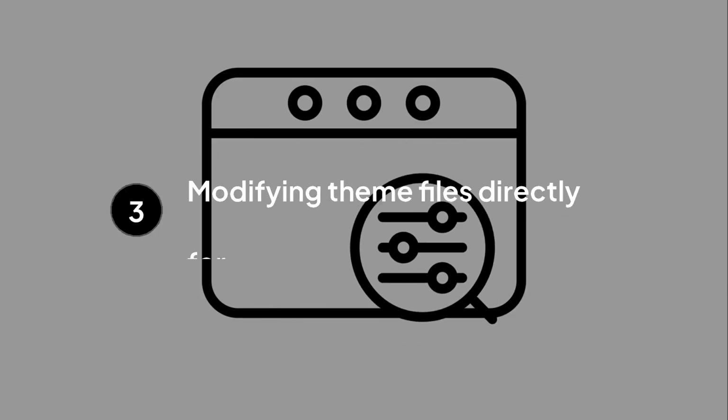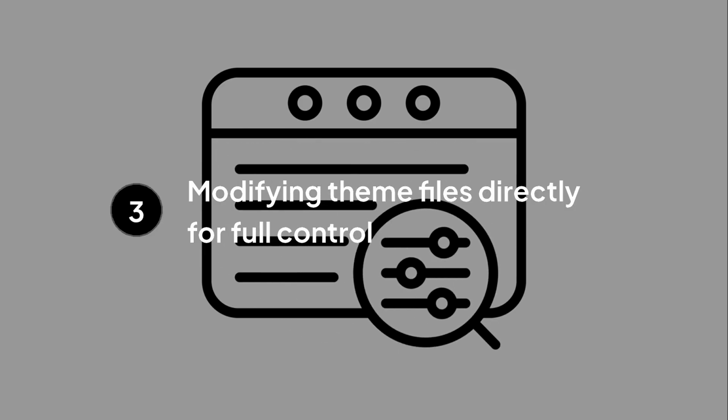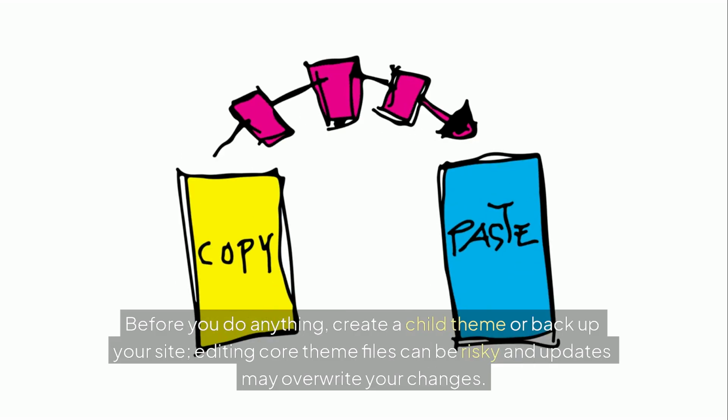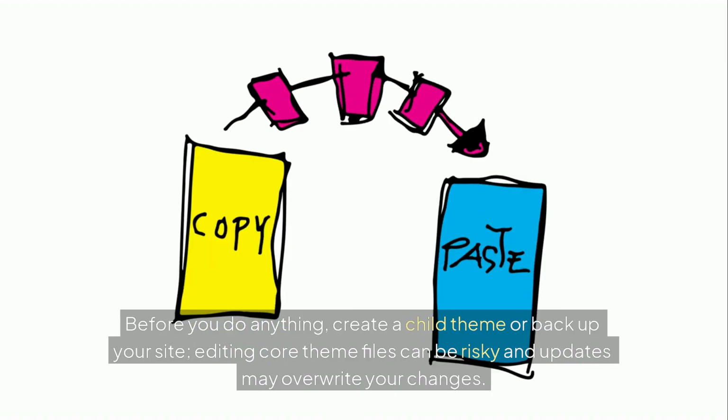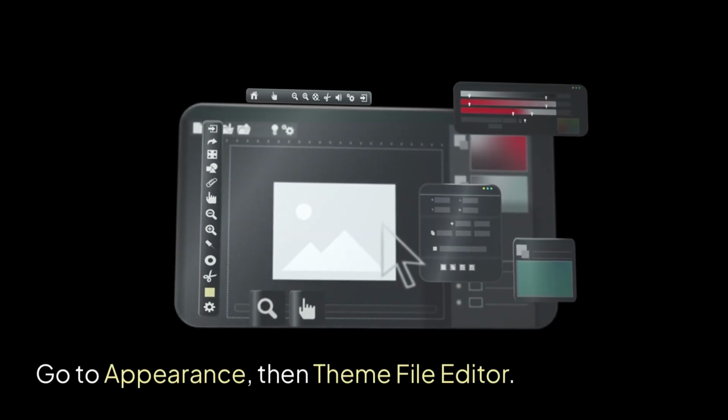For advanced users who want full control, you can modify theme files directly. Before you do anything, create a child theme or back up your site. Editing core theme files can be risky and updates may overwrite your changes. Go to Appearance, then Theme File Editor.